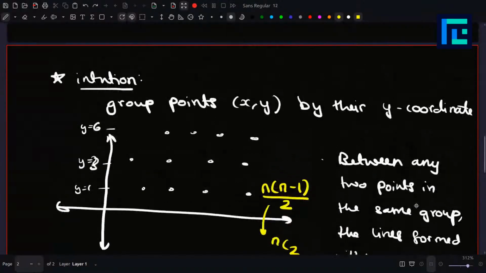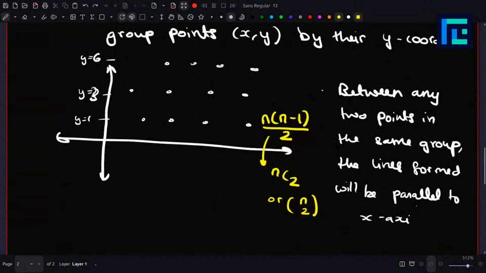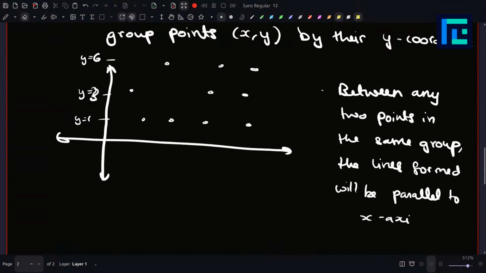Anyways, so this is the formula to pick 2 points in one y coordinate. Okay, so 2 points in one y group. Okay, so now let's say we know how many are there. So let's say these were our set of points.